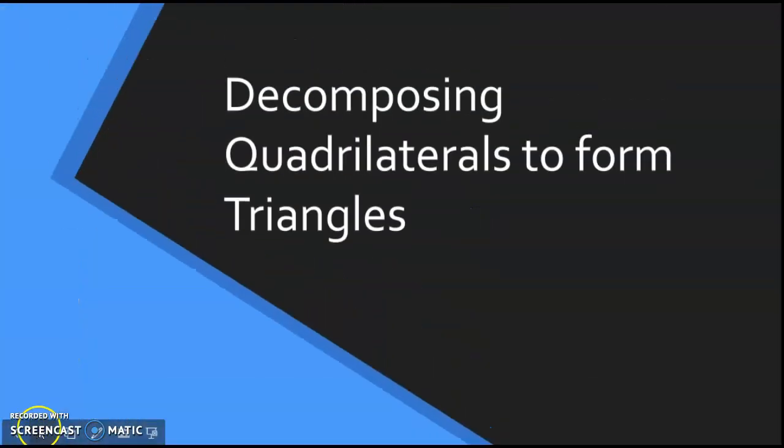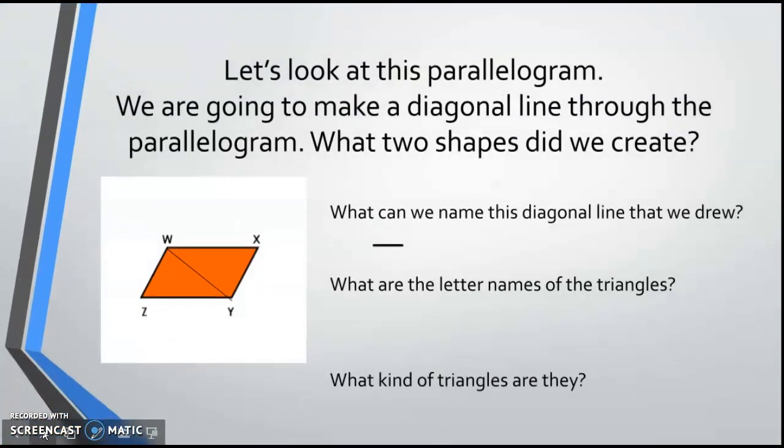Let's take a look at this parallelogram. We are going to make a diagonal line through the parallelogram. And what two shapes did we create when we did that? I took a line and I went from vertex W to vertex Y, and I got a diagonal line. We can name that diagonal line. What would we call that diagonal line? Do you remember how we labeled lines when we created them at the very beginning of this chapter? That is line WY.